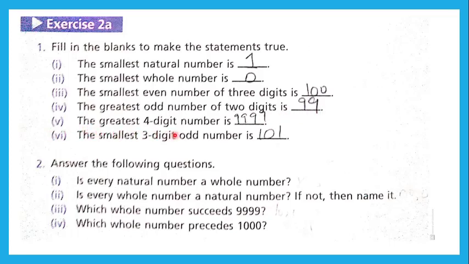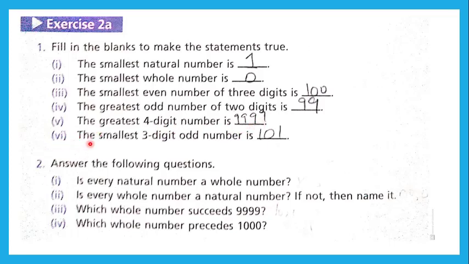Next, the greatest 4-digit number is dash. Now you have to write the greatest 4-digit number. Whenever you are asked such a question, that you need to write the greatest 4-digit number or 7-digit number, keep in mind 9. So for the greatest 4-digit number, you just need to write 9 four times: 9999.